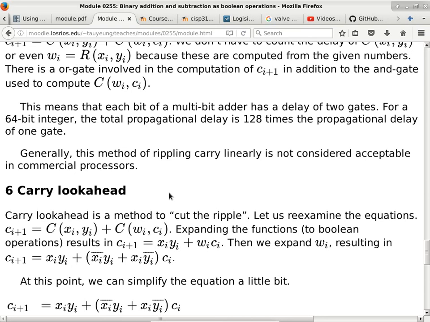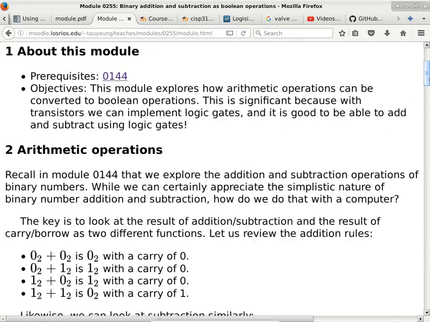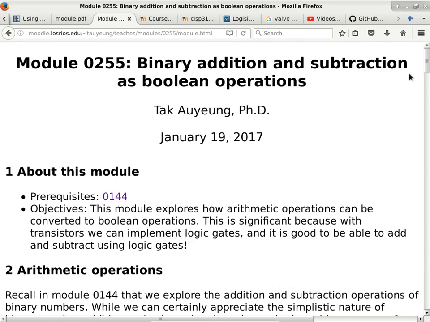I was just wondering, what's the name of the collection of notes for this particular topic? It's on the title bar. It is called binary addition and subtraction as Boolean operations. I can show you the top part here. The problem is, you guys cannot see the title bar at all, because of the way they arrange the screen here. But I think it's still linked from inside the topic in Moodle that we are currently in.